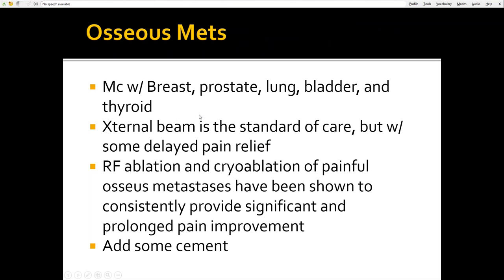So anyway, osseous metastatic disease is another thing that you treat. Again, you can RF ablate it. Around the pelvis is a great place to treat because patients are uncomfortable. They can't sit down. Sometimes you can treat spinal lesions. You can add some cement as needed.